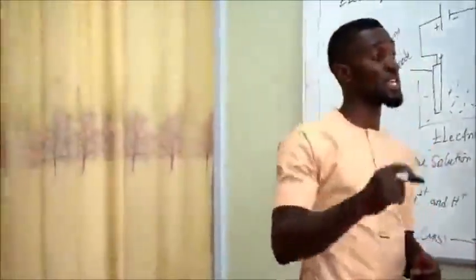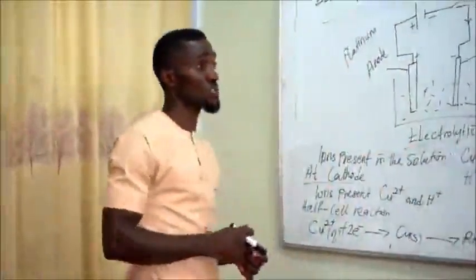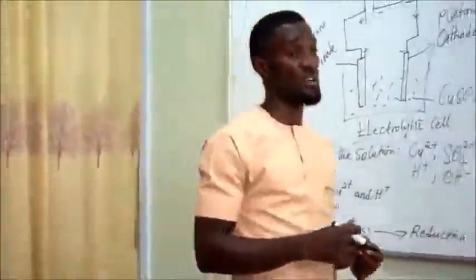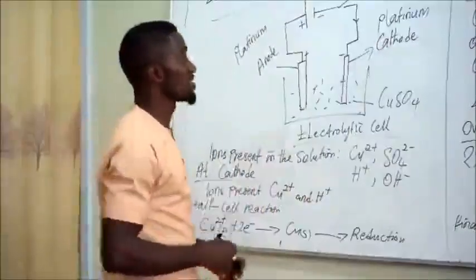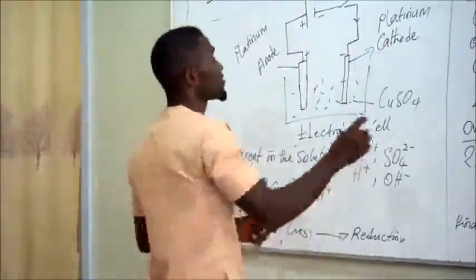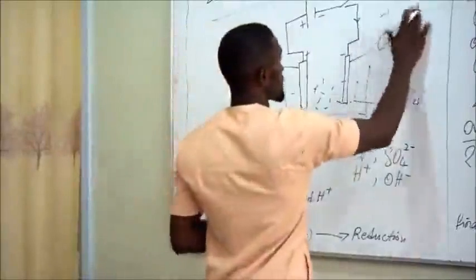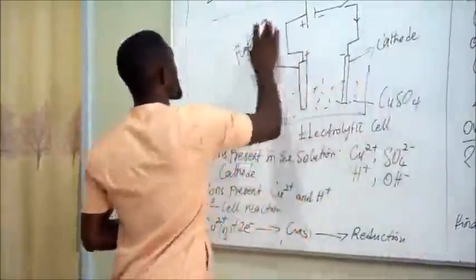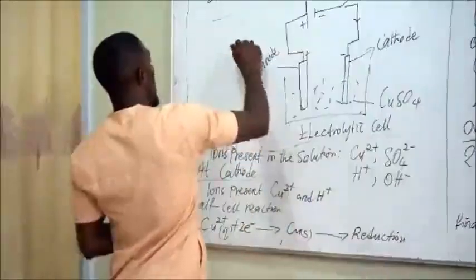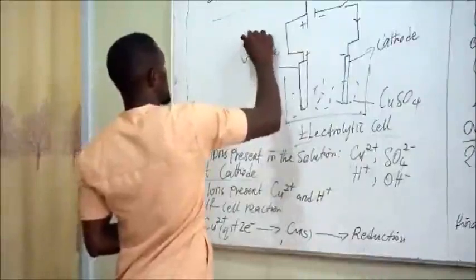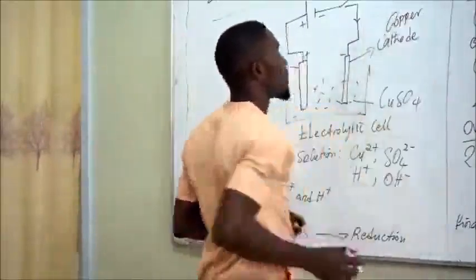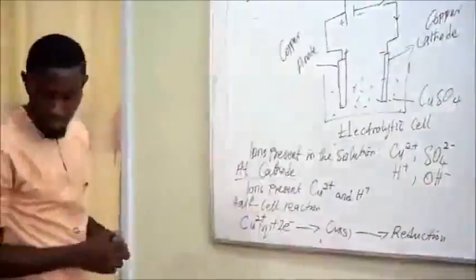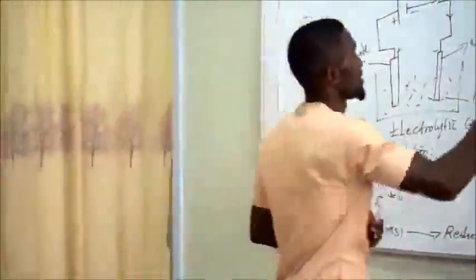Now, if you can still recall the factors that affect the discharge of the ion, the third one is the nature of the electrode. Assuming that we are not making use of platinum electrode and we are using copper electrode, what do you think will happen?